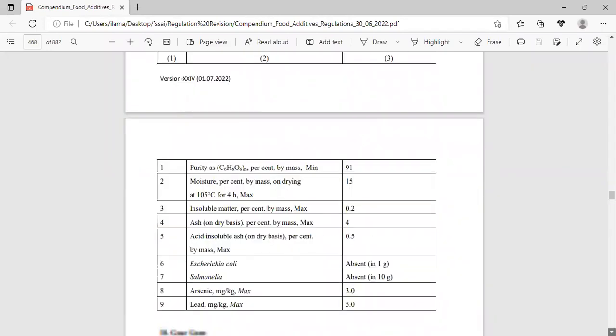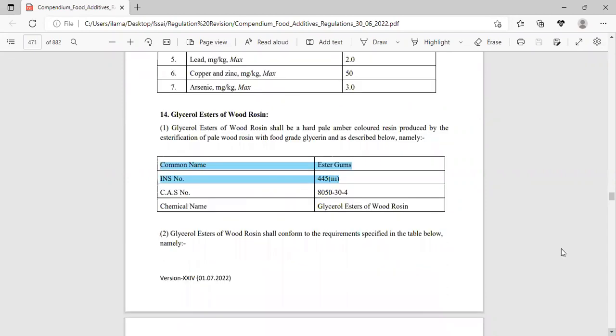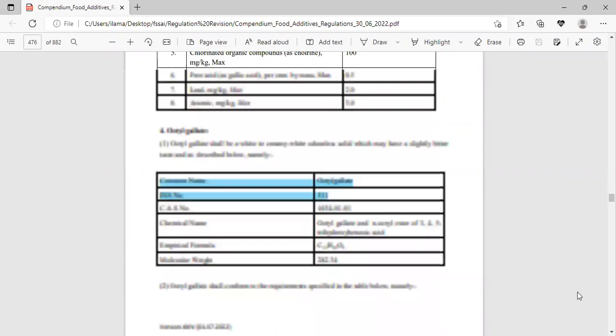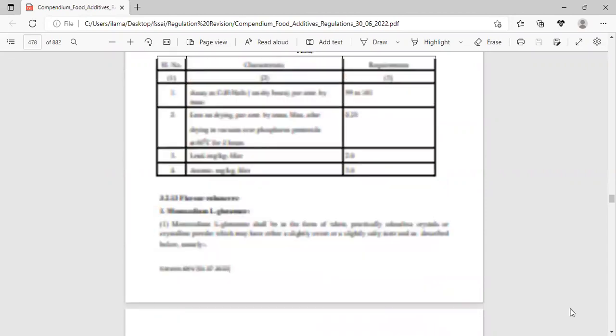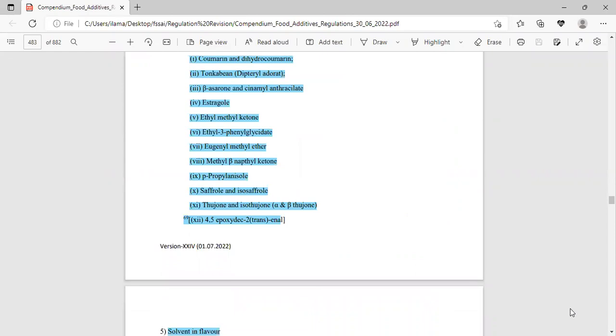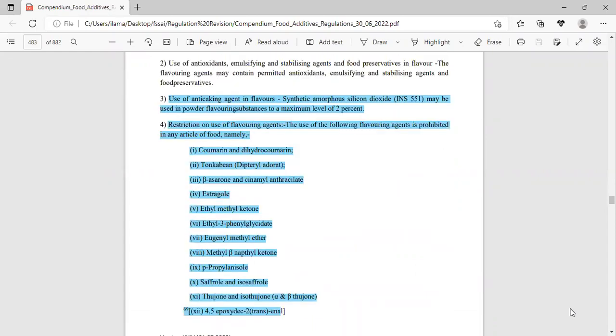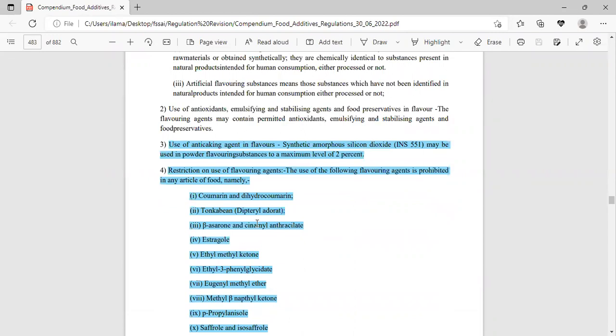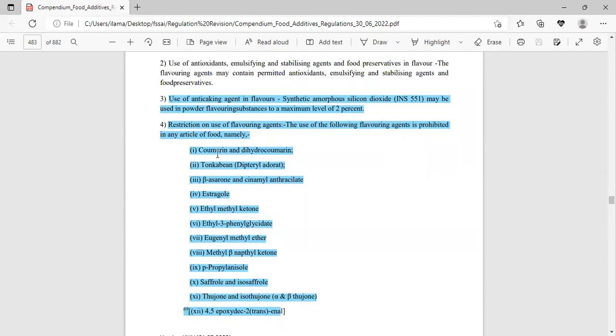And just go through the definitions given for food additives in this food additives regulation. Here they have a separate table column. Before that, just see the following flavoring agents that are not allowed in food. And in the case of anti-caking agents, the silicon dioxide which we are using has to be at a maximum level of 2% only. In the case of flavors, just go through the anti-caking agent values and which flavors are restricted.